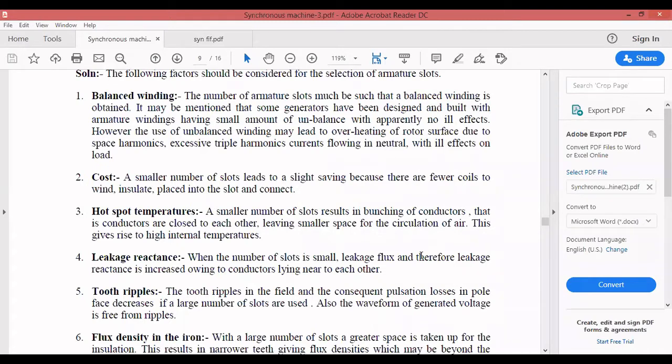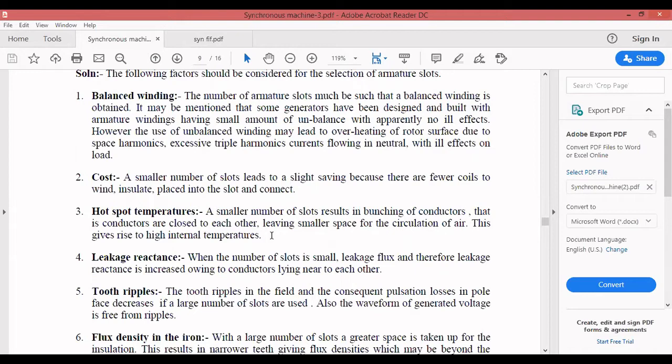As you know, we are going to use some ventilating ducts, and the space for air circulation within the slots will also be less. So what will be the consequences? Definitely a hot spot temperature will be created within the slot, which is not expected, which is not negotiable. There should not be any hot temperatures.